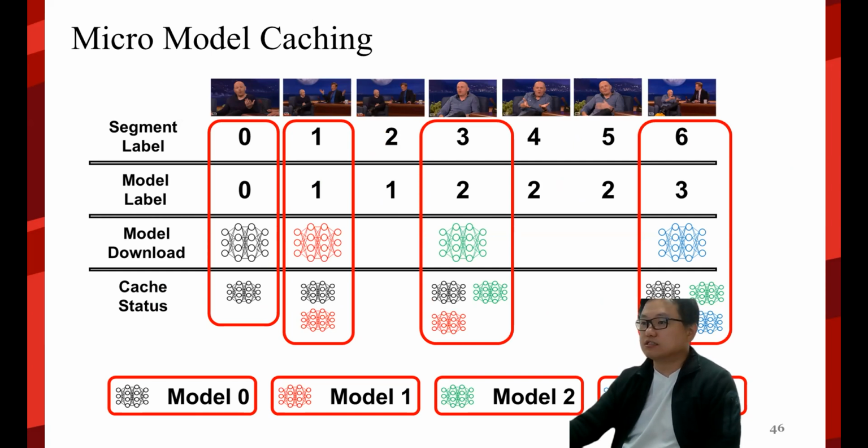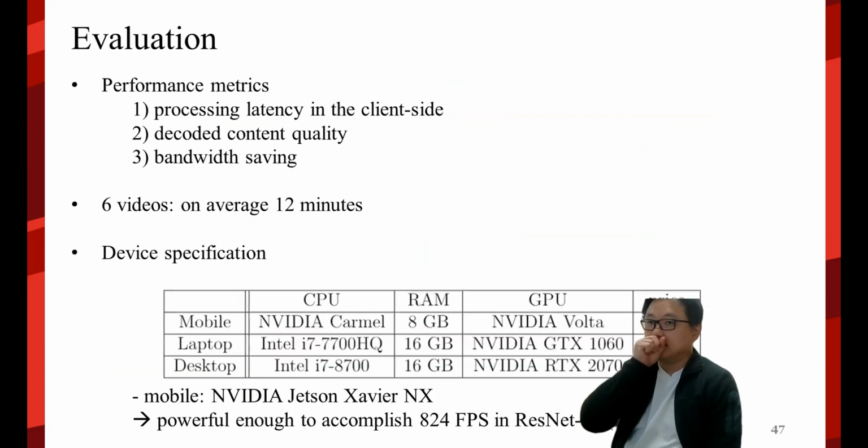Scene 2, downloaded a new small model. I keep watching it. Up to 5, I don't need to download it anymore. Scene 6, once I change, I download a new model. So scene 7, if it repeated with the level model 1, I can still use the cached model.